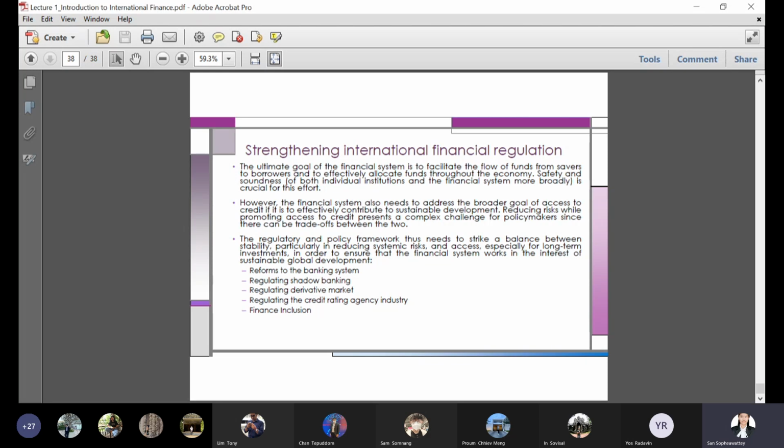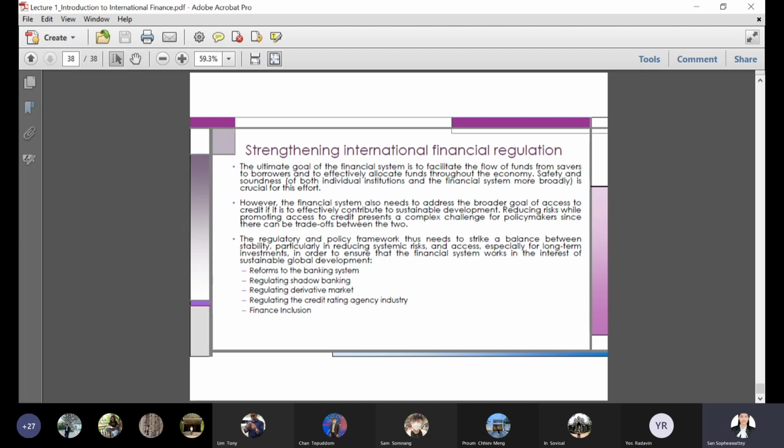So before the GFC, we overlooked the importance of the derivative markets. Before the GFC, people invested in subprime mortgage. Subprime mortgage is one kind of derivative. Then the banks, because they wanted to hide from the supervisors and the policymakers, put it in the off balance sheets.